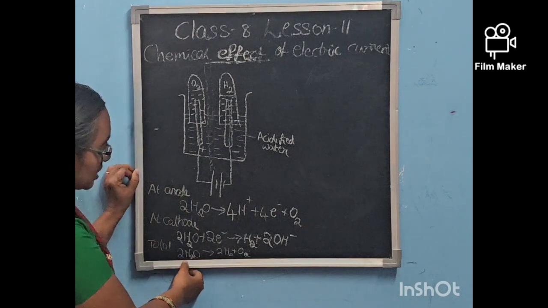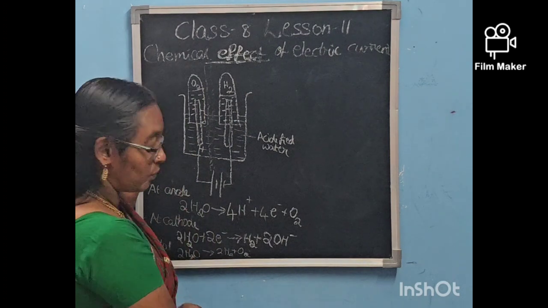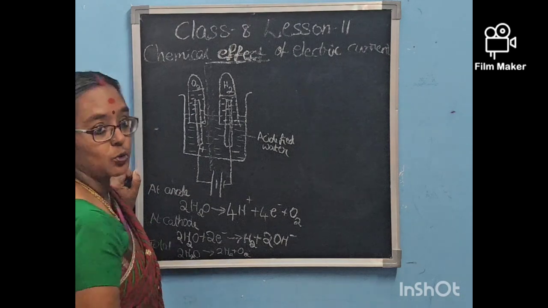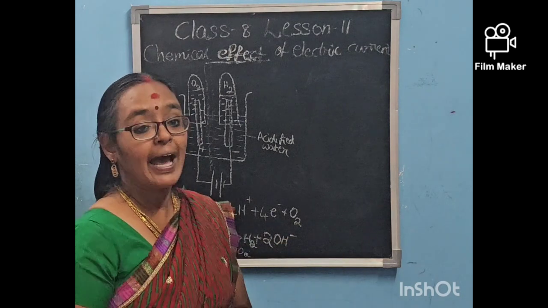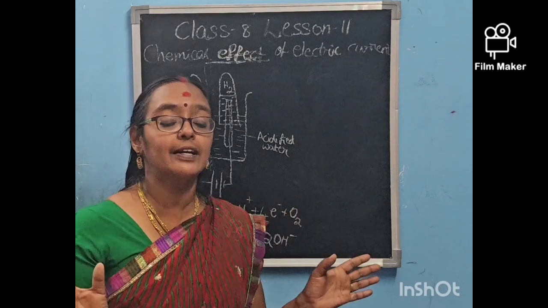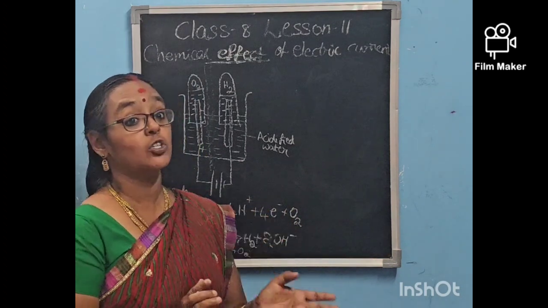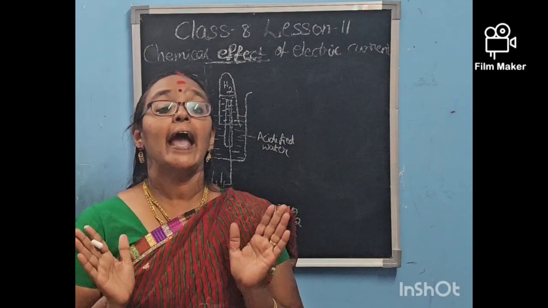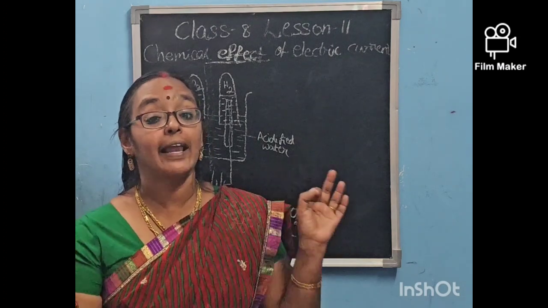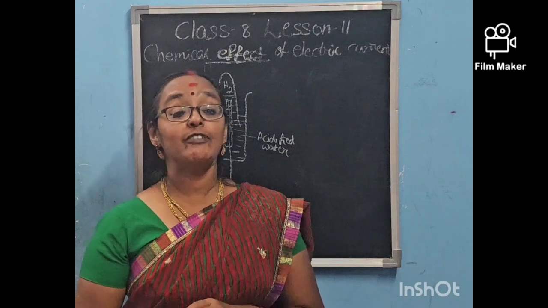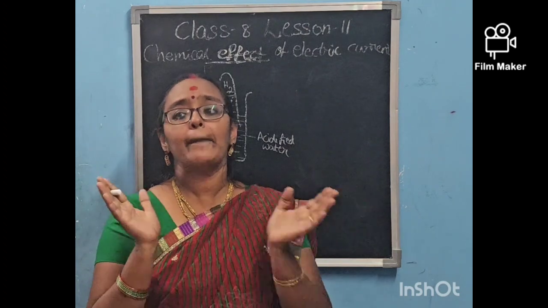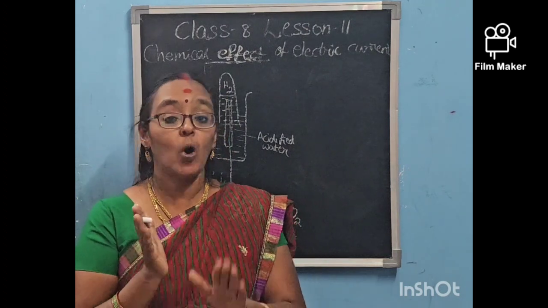So, the total reaction is: 2 molecules of water get split into 2H2 plus O2. This is the reaction which is occurring, and the water gets split into hydrogen and oxygen by the process of what, ma? By the process of electrolysis. Is the electricity able to split only the electrolyte? No. It is also helpful for the deposition of a particular metal over another.